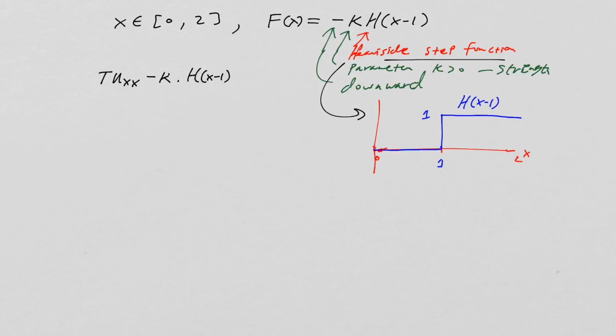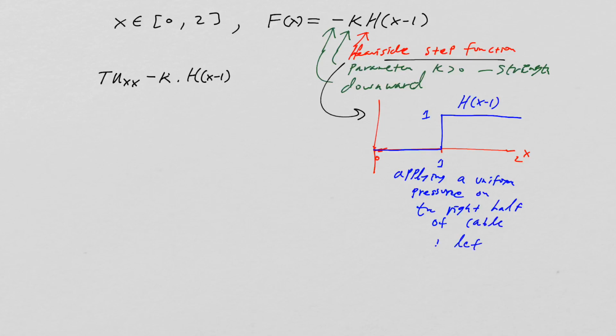So what we're doing basically is we're applying a uniform pressure on the right half of the cable. The left half, we're going to have nothing. All right, so we want to know what's going to happen to this. What is going to be the deflection of the string?